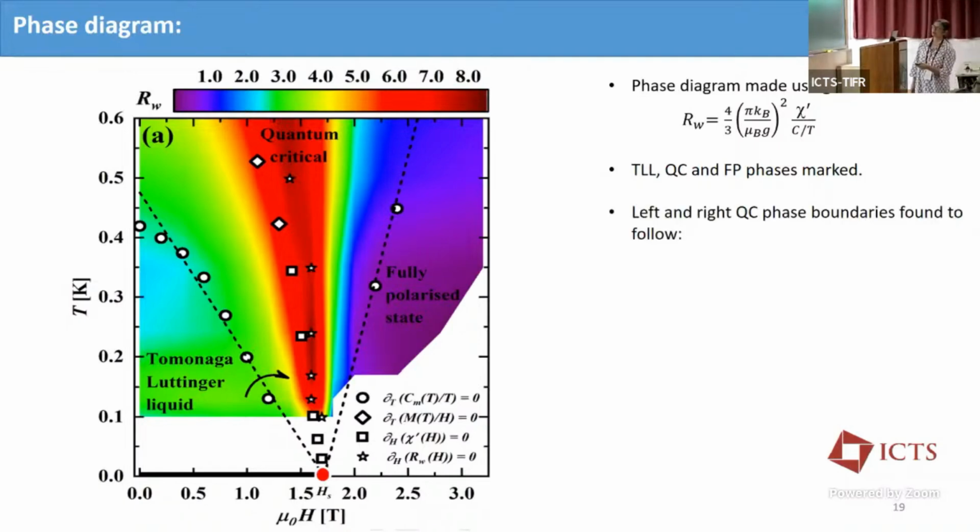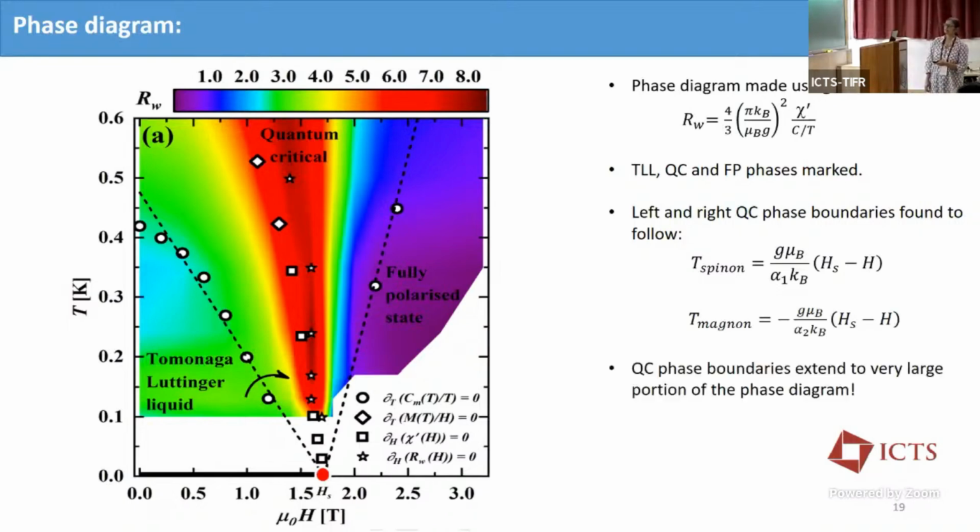Also, these dotted lines that you see are actually fits to the expression that I had shown you in the initial slide. So this is T spinon, which goes linearly with field in this fashion, like this. And similarly, the other one is T magnon, which again goes linearly with field, like that.